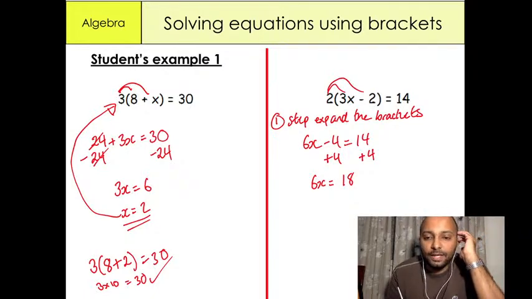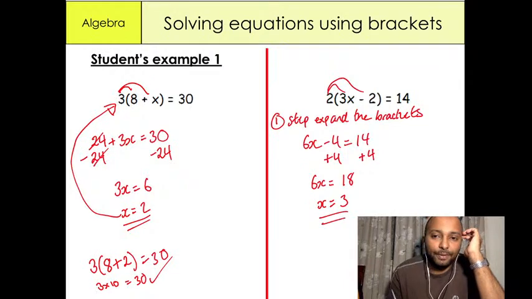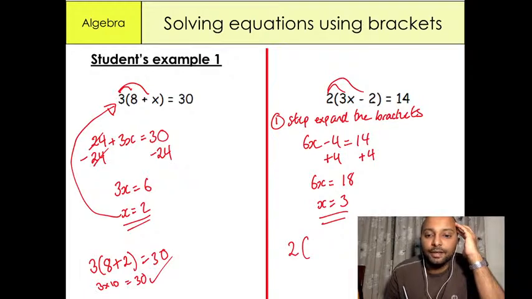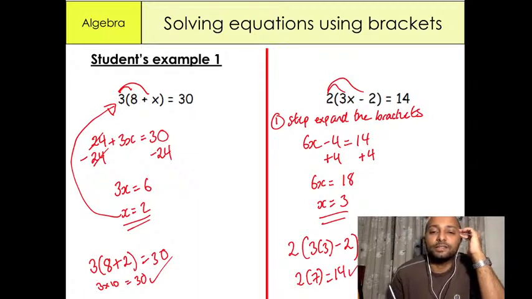Now again, what would I need to multiply 6 by to give us 18? Well, the answer is 3. Again, how would I know whether this is the correct answer or not? By putting it back into this equation. So we've got 2 open brackets, 3 times 3 minus 2, close brackets. 3 times 3 is 9 minus 2 is 7. So I have 2 open brackets, 7, close the brackets. 2 times 7 is 14. So that's correct.